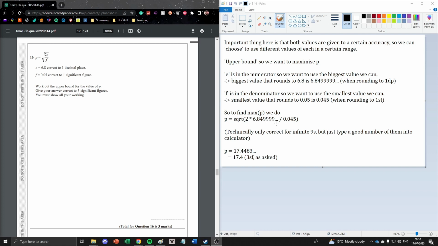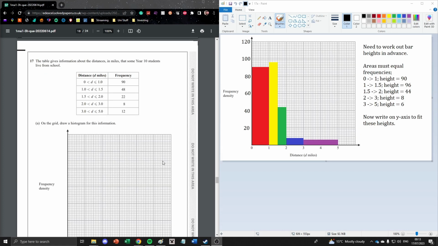Now obviously, when using your calculator, you can just type in 6.85 and you'll get basically the exact same number. But it's important that when you're writing down the working out, you write 6.849 recurring because that's the correct value, divided by 0.045. And that's going to give us 17.4483, which we're going to round to 17.4 for three significant figures for our value of P.